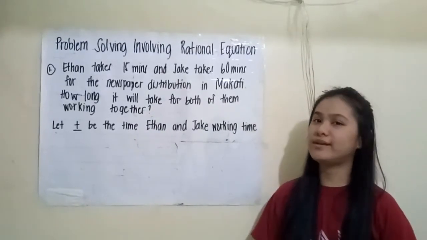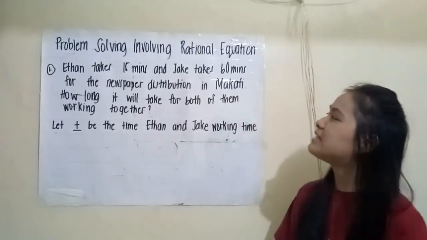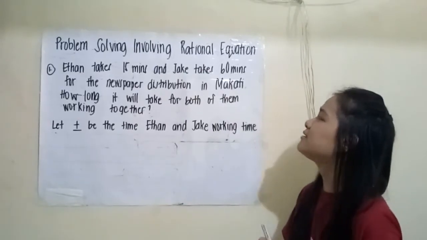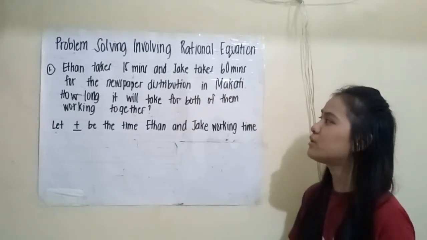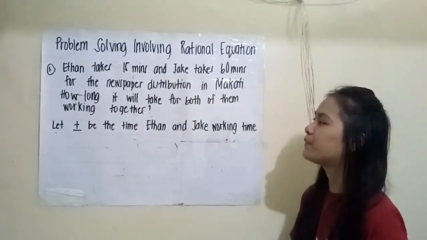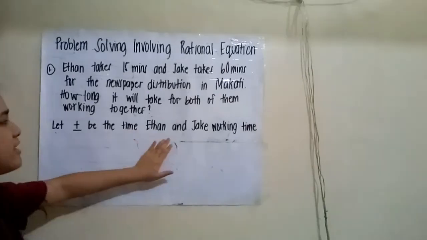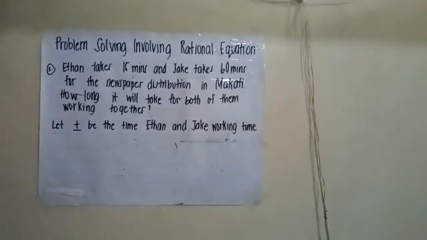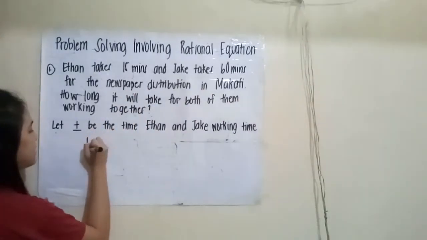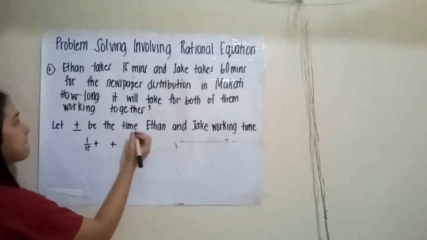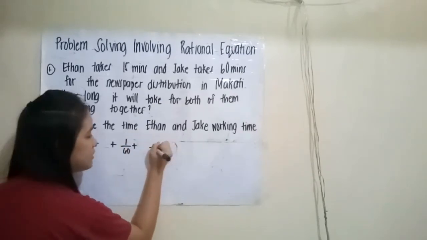Problem solving involving rational equation. Given the problem, Ethan takes 15 minutes and Jake takes 60 minutes for the newspaper distribution in Makati. How long will it take for both of them working together? So, let T be the time Ethan and Jake work together. So we will use the equation: 1 over 15 t plus 1 over 60 t is equal to 1.